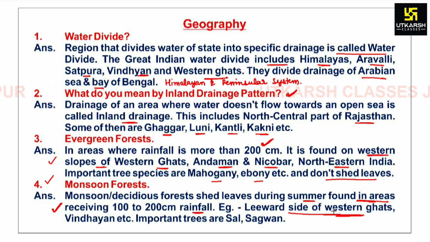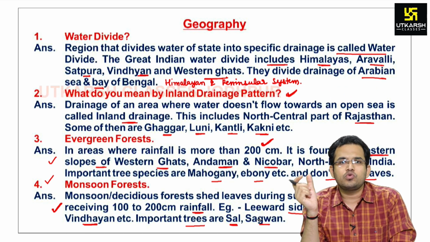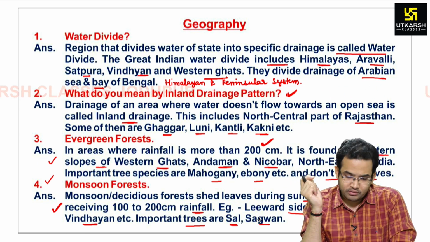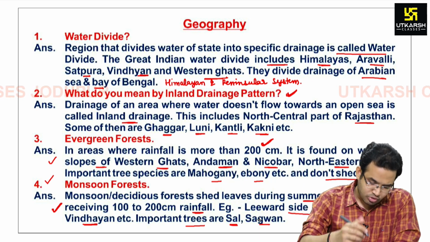Leeward is the other side of the Western Ghats, or the internal part of the Indian Peninsula, or Vindhyan, etc. Important trees are sal, sagwan, sisam. So these are the monsoonal or seasonal forests because they shed their leaves after the completion of the monsoonal period, and these are known as monsoonal or deciduous forests, and they are found in the 100 to 200 centimeter region of rainfall. So this is the monsoon forest.